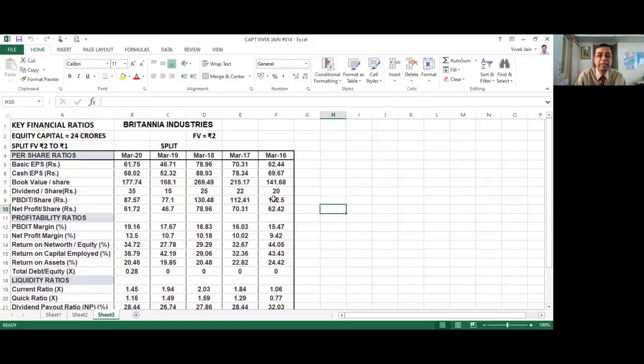Dividend is quite handsome. For a 2 rupee face value share, the dividend paid by Britannia Industries ranges between 20 rupees to 35 rupees, which is extremely good and a very handsome dividend.